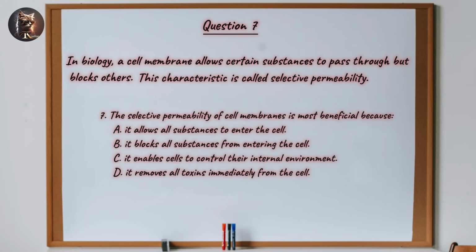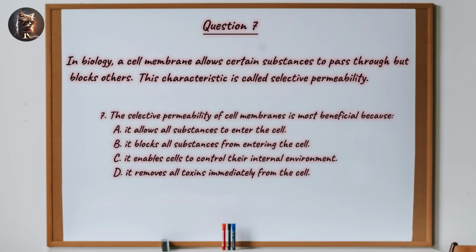Option A says the cell membrane allows all substances to enter. Does that sound right to you? If the cell membrane allowed everything in, it wouldn't be selective at all. It would risk the cell's health by allowing harmful substances in along with the good ones. So, option A doesn't quite fit.